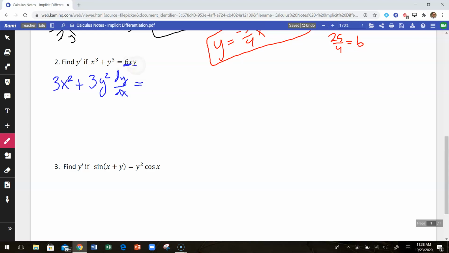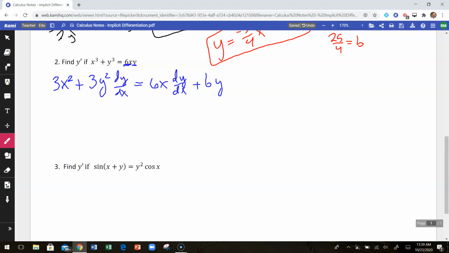It's 6x times y, so I need to do the product rule. Okay, all of that stuff still applies. So when I do the product rule, I do the first, 6x, times the derivative of the second. Well, the derivative of y is dy over dx, plus the second, which is y, times the derivative of the first. The derivative of 6x is 6. So I've taken the derivative of every term. I use the product rule on the right side.